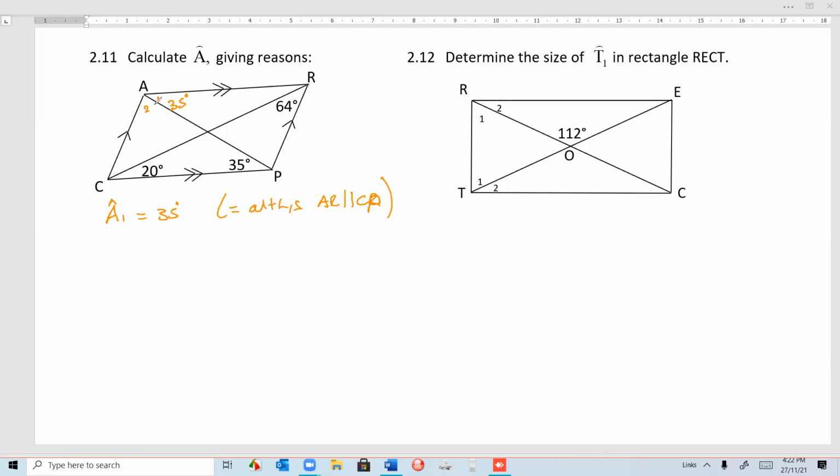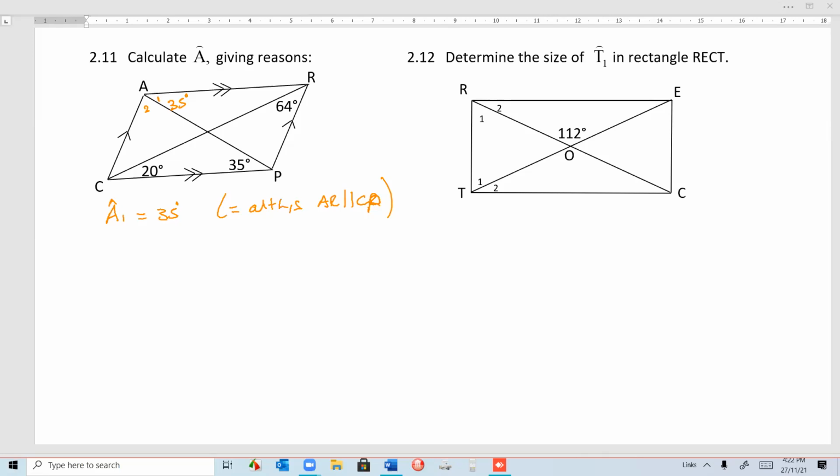Alternate angles with R. Alternate angles of R to get C. Right, I'm with you, I'm following you. And then? You can use the C 20 degrees to get R. And then you can calculate some angles of... Now this way is too long.